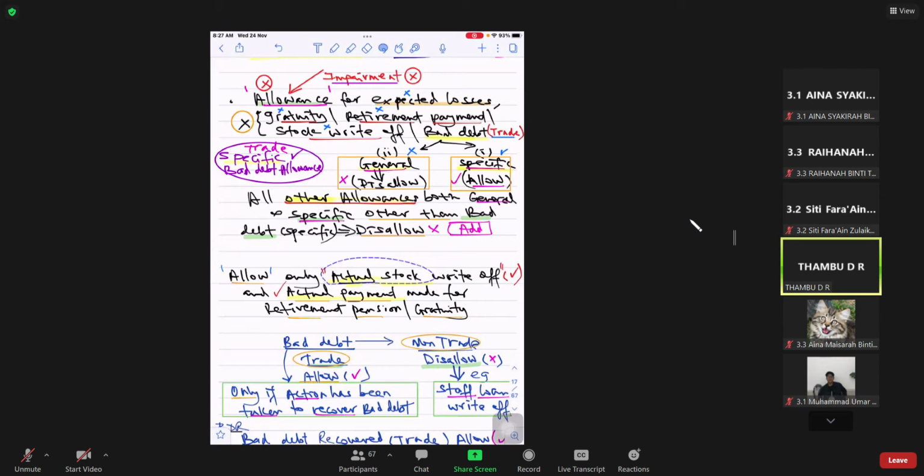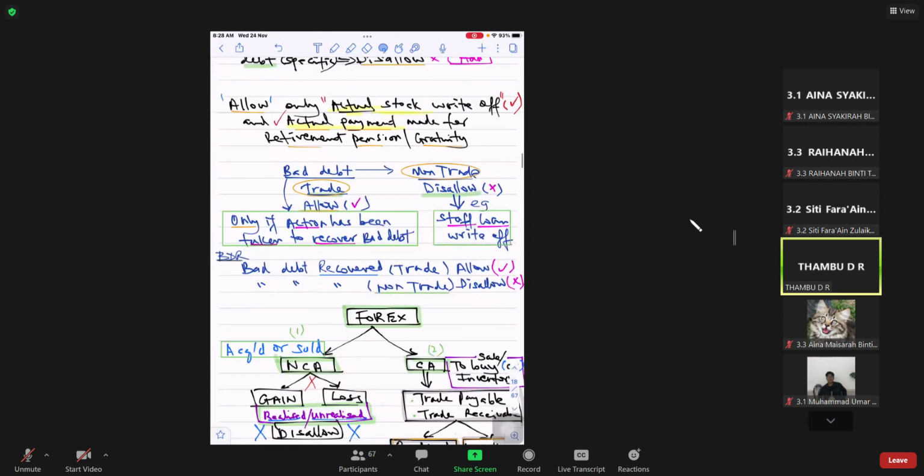For stock, you only allow actual, no anggaran. And allow only actual payment for gratuity, pension, retirement pension or gratuity. Only actual. No payment, allowance, tak boleh.